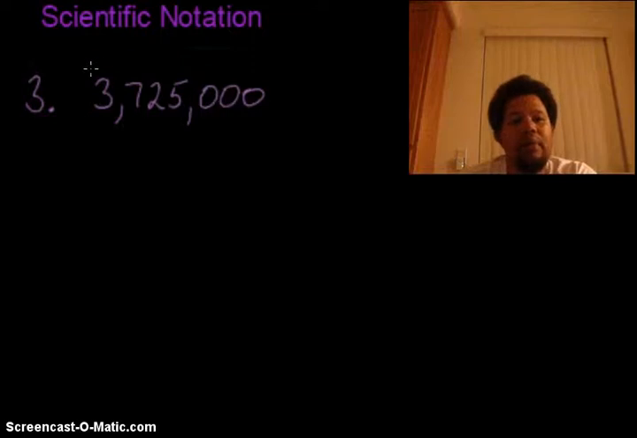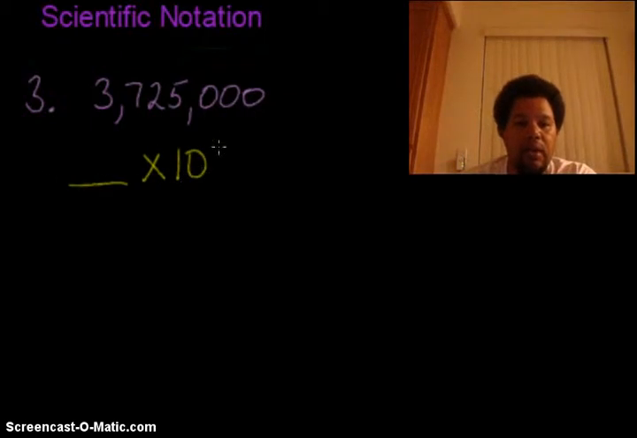Okay, now in this example we have a number in standard form, 3,725,000. We want to write this in scientific notation form. So we know the basics. We need to have something times 10 to some power. So let's go ahead and figure out what goes where.